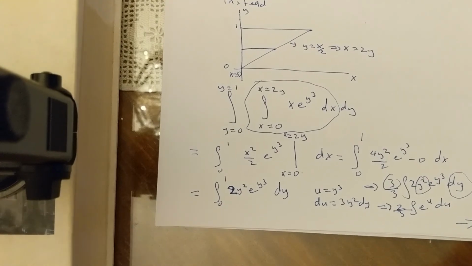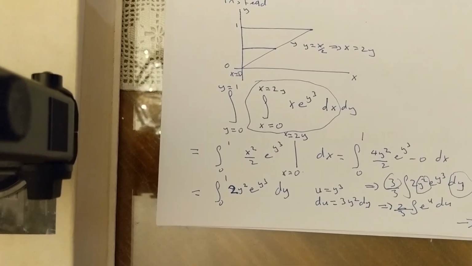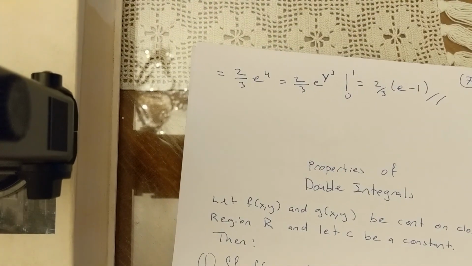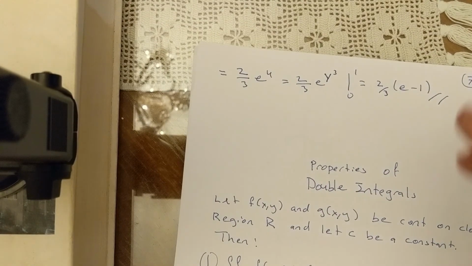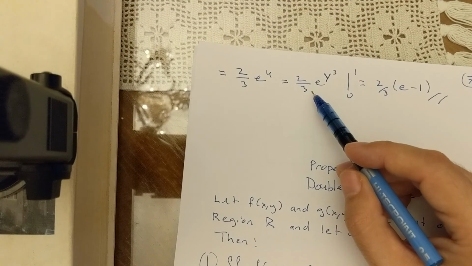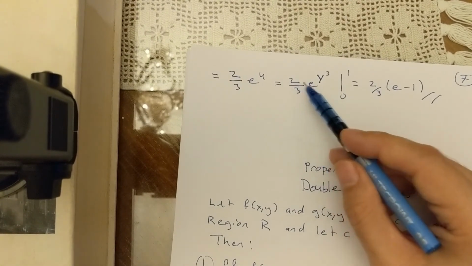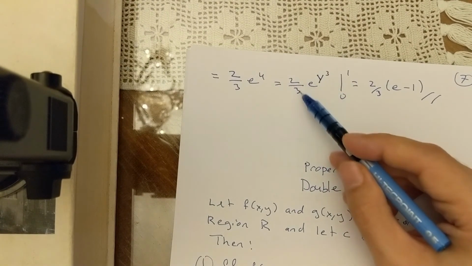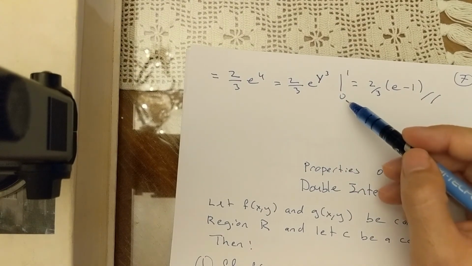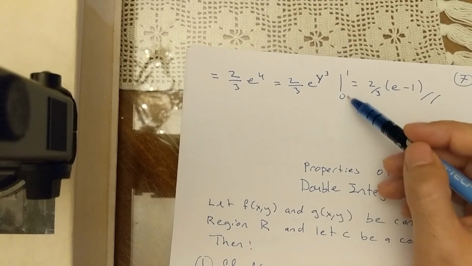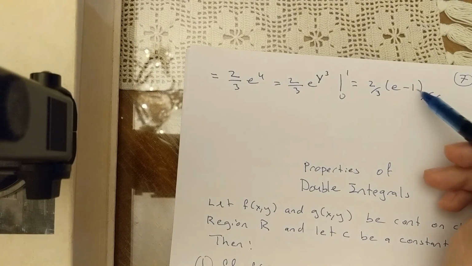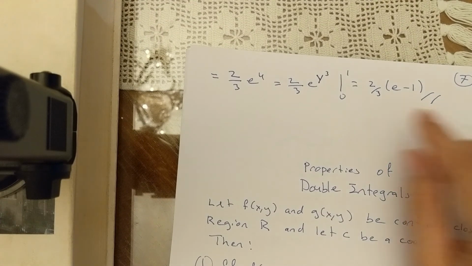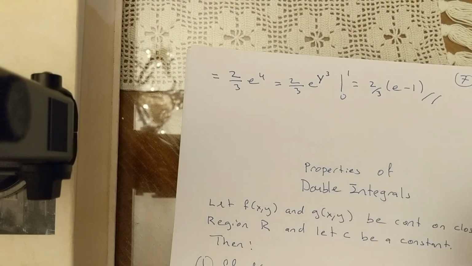So integrating e to the u with respect to u is very easy. Integral of e to the u is just e to the u, right? It's just constant with itself. So nothing changes. So we have 2 over 3 e to the u. Now, I always go back to the original variable. So I plugged in what u was. u was y cubed. We have 2 over 3 e to the y cubed, evaluated from the limits of integration, 0 to 1. So we just get 2 over 3 times e minus 1.